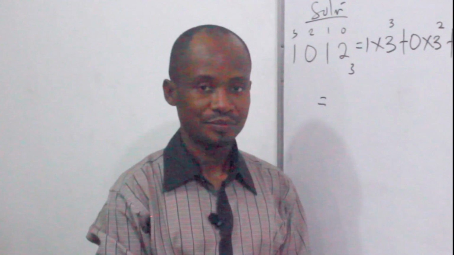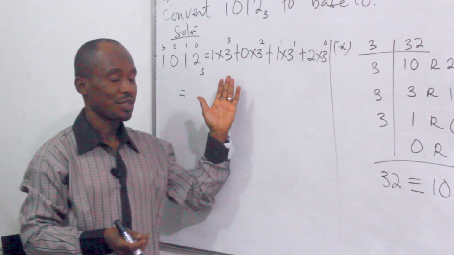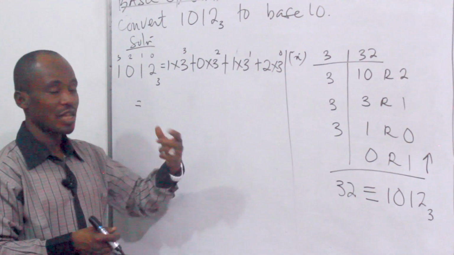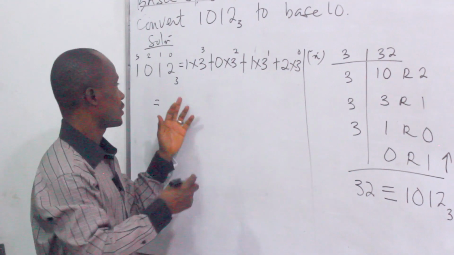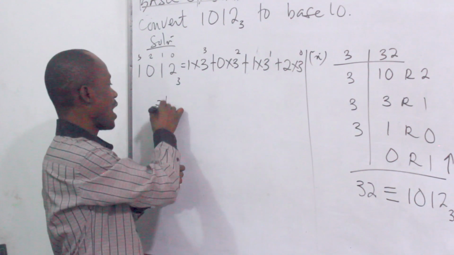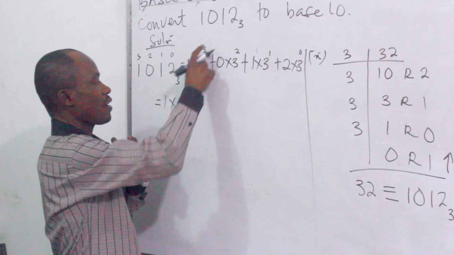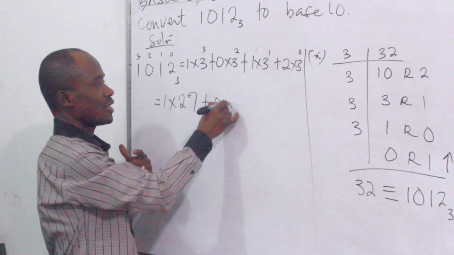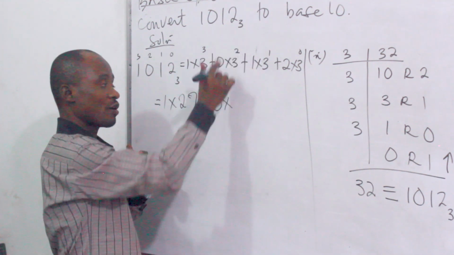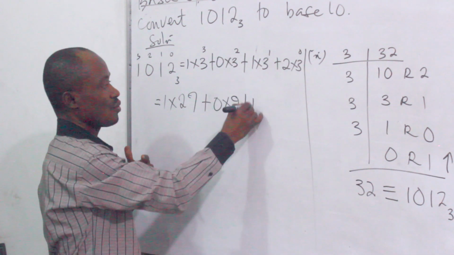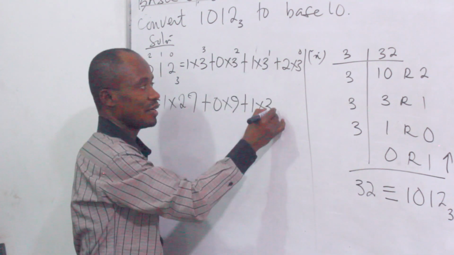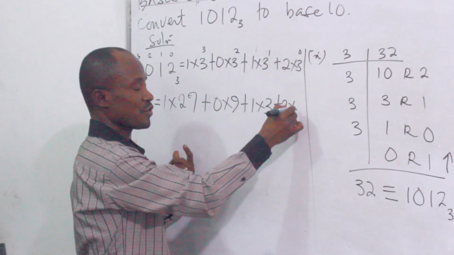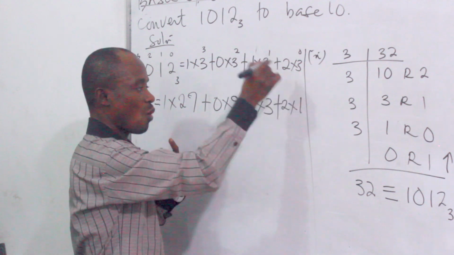Welcome back, everyone. Earlier before the break, we started an example on conversion from other bases back to base 10. We said 1 times 3 raised to the power of 3 is 27, then plus 0 times any number is 0, but 3 raised to the power of 2 is 9, then plus 1 times 3 raised to the power of 1 is 3, as we've seen from indices, then plus 2 times 3 raised to the power of 0. Anything raised to the power of 0 is 1.